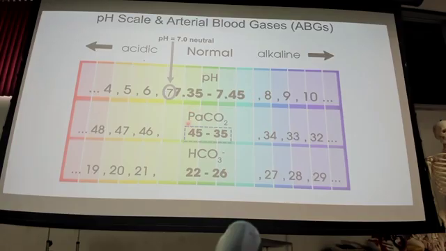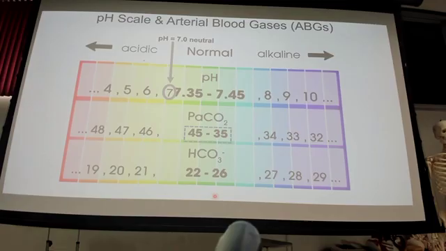The partial arterial pressure of carbon dioxide is 35 to 45, but it's reversed. What that means is that more carbon dioxide is acidic, so the scale is reversed in this case. When you have less carbon dioxide, you are more alkaline and you have alkalosis. So that's why the scale is reversed. And then for bicarbonate, the scale is 22 to 26, and it goes in the normal linear direction that we're used to seeing. There are two ways that we calculate arterial blood gases.